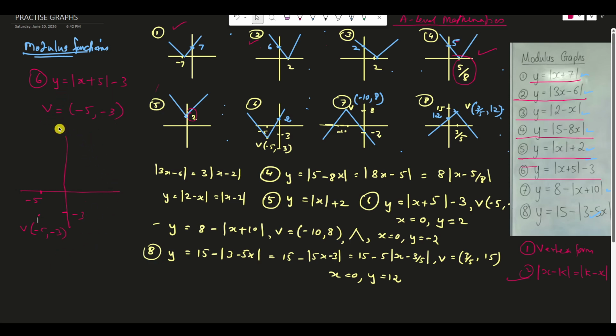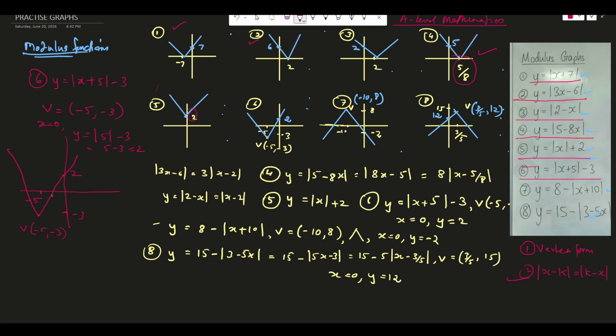So to find the y-intercept, I'll put x equal to 0. So when x is equal to 0, my y will be equal to modulus of 5 minus 3, which is equal to 5 minus 3, which is equal to 2. So that should be a y-intercept at 2. So this V-shaped graph should be something like this.